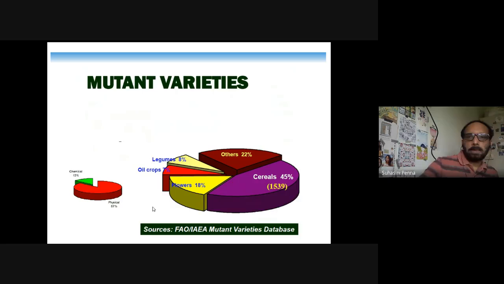For example, if you see different categories of crops, maximum is cereals. You can see 45%, then flowers, oil crops, legumes, and other crops. So this is, as I told you, the FAO IAEA mutant varieties database.